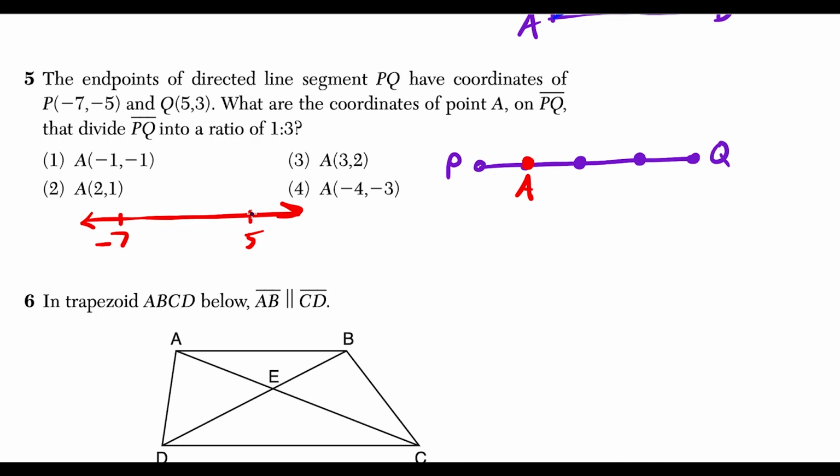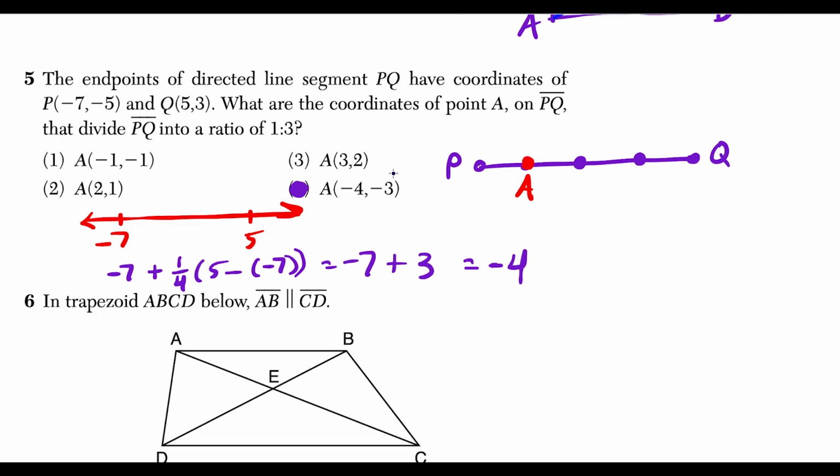Well, the idea is that we're starting at -7, but then we're going forward 1/4 the distance from -7 to 5, which we could say is 5 minus -7. And if we work this out, this is equal to -7 plus 1/4 of 12, which is 3. So the X coordinate of our answer is going to be -4. Now right away, choice 4 is jumping out at me.